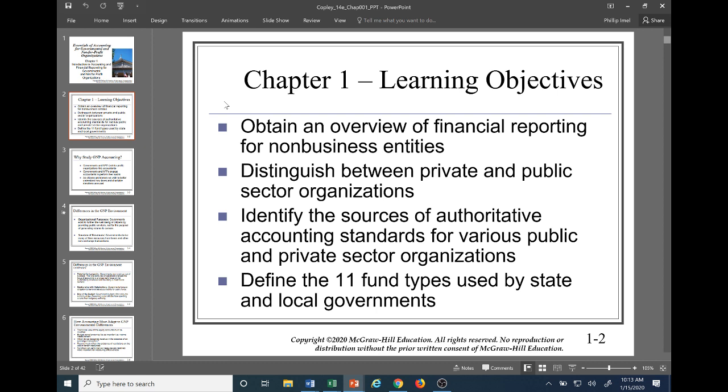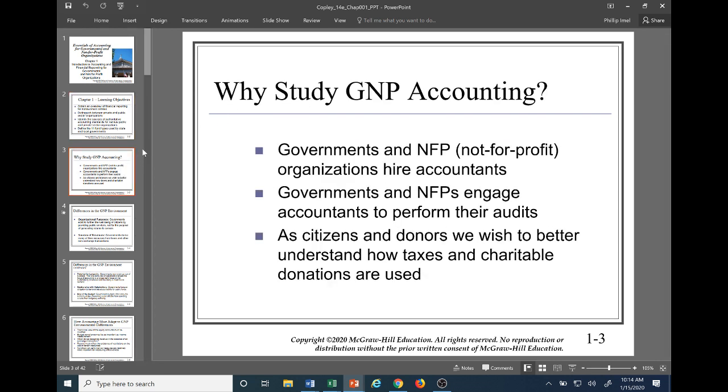in which we'll see there are 3 different types of funds: governmental funds, of which there are 5, 2 proprietary funds, which are like your business-type funds, and then 4 fiduciary-type funds, which makes up a total of 11. We will get into those later in the course. So that's one of the big differences between the two sectors: the difference in the actual statements, and government is heavy into funds. So why would anyone be interested in studying governmental not-for-profit?